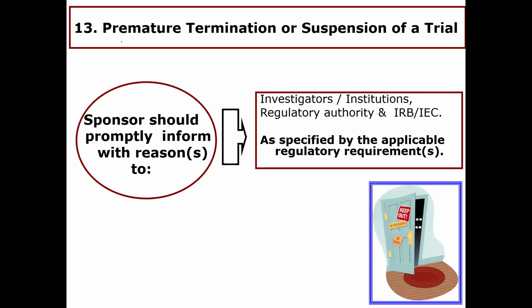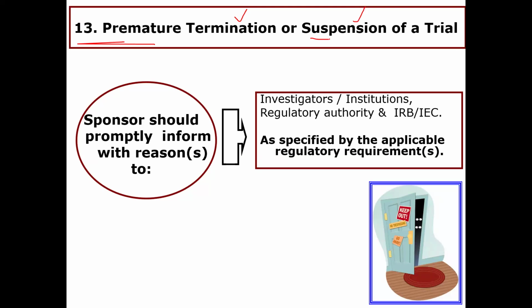Suppose something went wrong, things are not going the way you want, maybe some serious adverse event, maybe your product is not showing efficacy. Then the trial can be terminated prematurely, or it can be suspended in the meanwhile. Sometimes trial suspension means you put your trial on hold for 5 or 6 months.